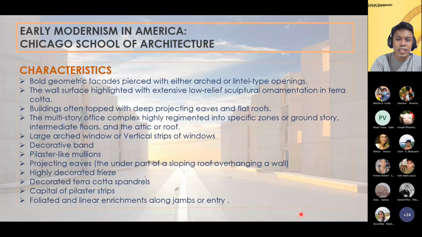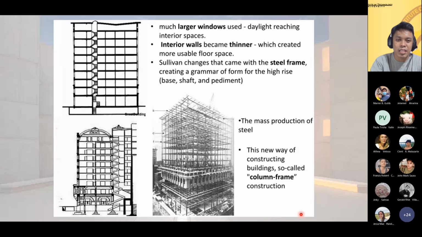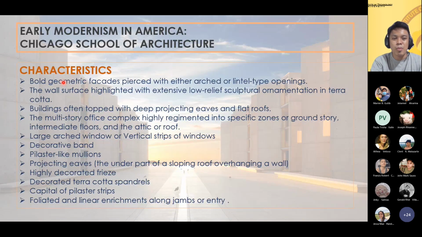So balik ta. Ato na siyang i-discuss later on. This part right here, so bold geometric facades. So in terms of geometry, rectilinear, mostly rectilinear. The wall surface highlighted, although during this time modern sila, but they have small sculptural ornamentation. So for example, ilahang floor level and then makita ang columns, there are sculptural ornamentation.